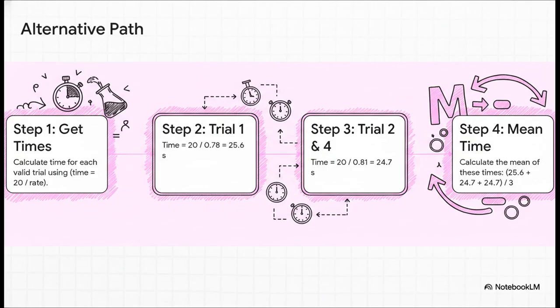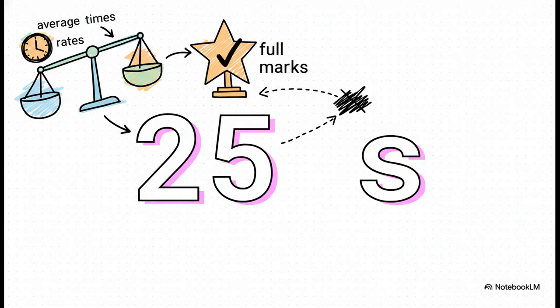This approach kind of flips the process. Instead of averaging the rates first, you work out the time for each individual trial, and then you average those times at the end. It's a totally different route, but it's just as valid. And what do you get? 25 seconds, the exact same answer.